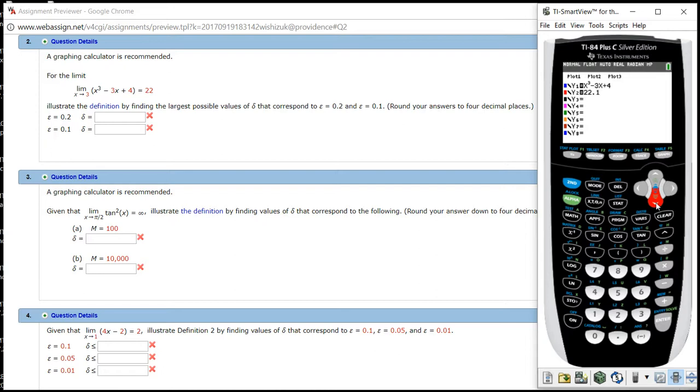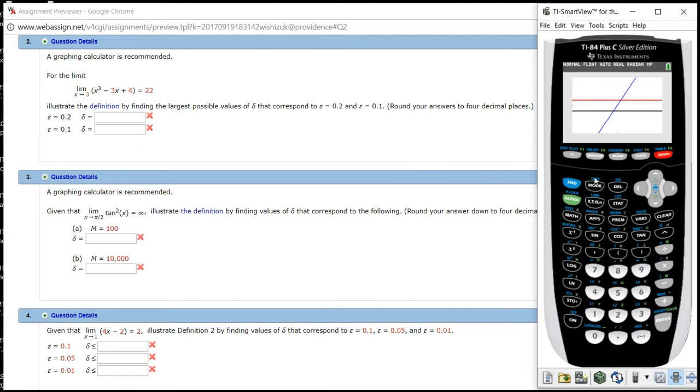And the lower bound, I'm going to subtract the 0.1 from 22, so it's going to be 21.9. That will be the lower bound. Then we can just look at the picture. So here's the upper bound and here's the lower bound. We're going to look for the intersection here and the intersection there, then look at the distance from x equals 3.